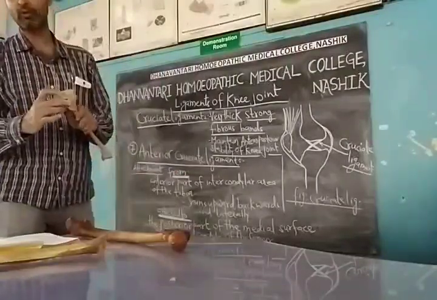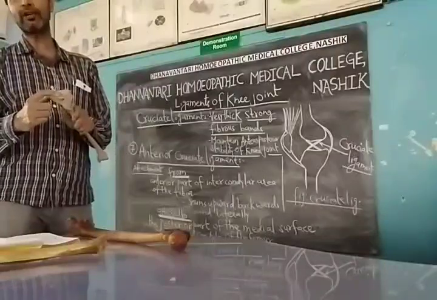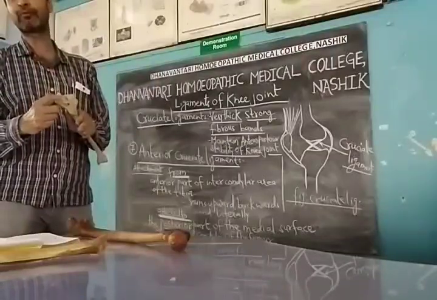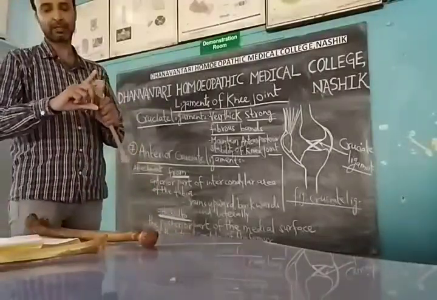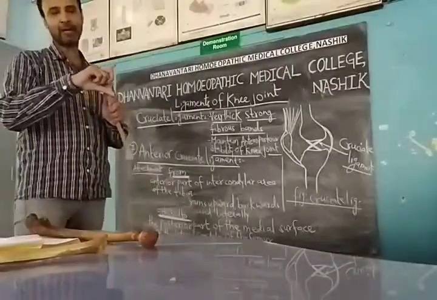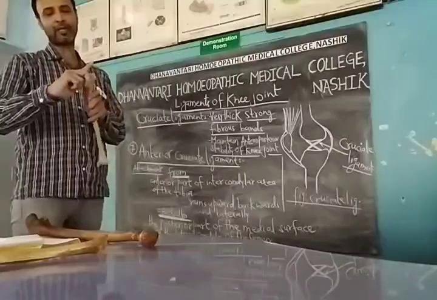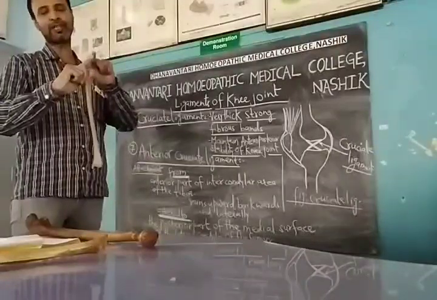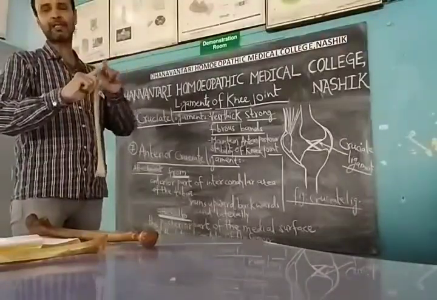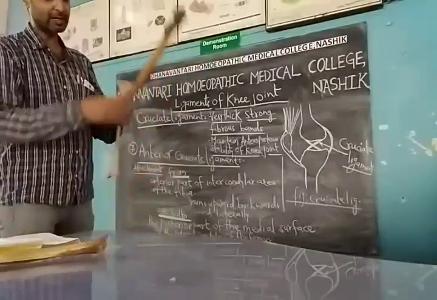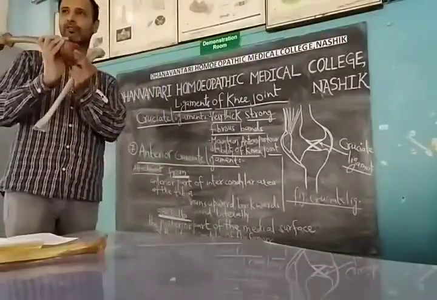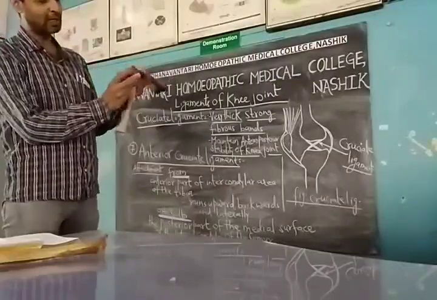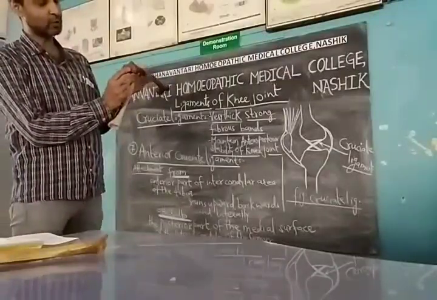So it attaches to the anterior part of the intercondylar area of the tibia, and from here it runs upwards, backwards, and laterally. From anterior it is going like this. Since it runs laterally, it is going to be attached to the lateral condyle of the femur, to the posterior part.